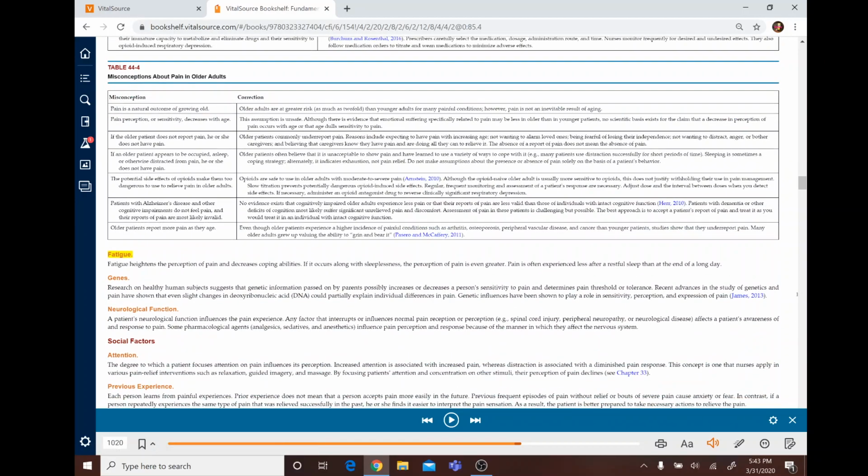Misconceptions about pain in older adults. Pain is a natural outcome of growing older. We know that older adults are at greater risk for many painful conditions. However, pain is not a normal aging process. Pain perception or sensitivity decreases with age. There's actually no evidence that says this is true.